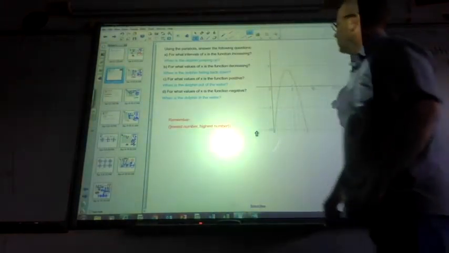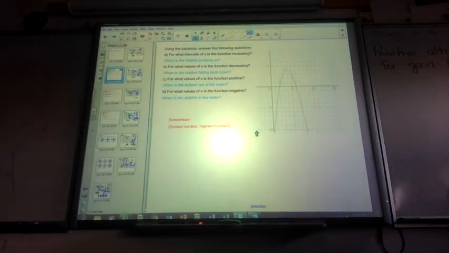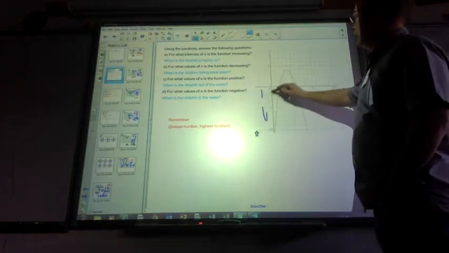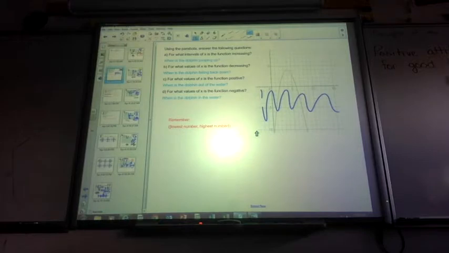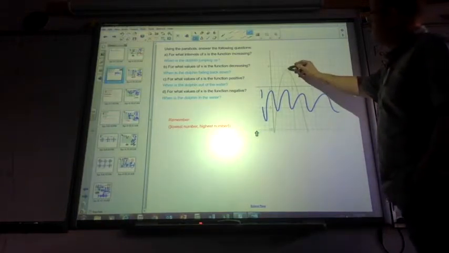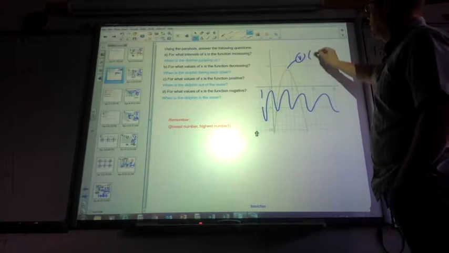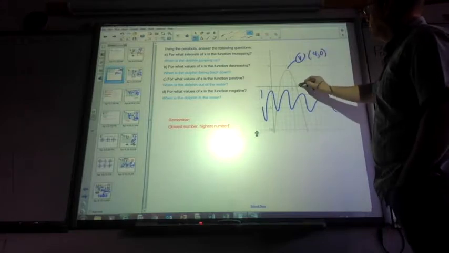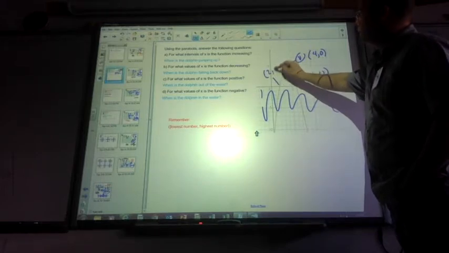First page. Okay, so my thing doesn't work because my stuff is outdated for some reason. But I know you all have a dolphin, and I know that down in this region is all water, where the x-axis is the water line. So they want to know, using the parabola, answer the following question. I'm going to label the vertex here. Looks like 4 comma 4. I'm going to label the roots. That looks like 6 comma 0, and that looks like 2 comma 0.